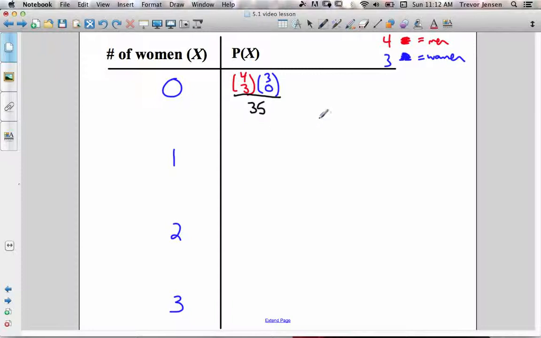7 choose 3. 4 choose 3 equals 4. 3 choose 0 equals 1, so 4 times 1 equals 4. So our probability here is 4 out of 35.